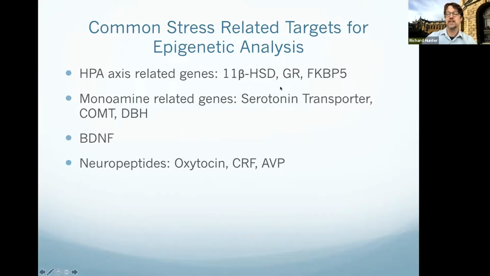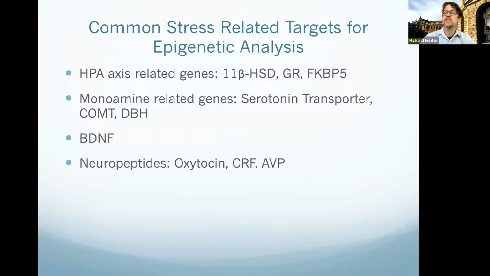So 11 beta HSD, glucocorticoid receptor, and FKBP5, which has been shown both genetically and epigenetically to be involved, and is one of the packaging chaperone proteins for glucocorticoid receptor that determines its sensitivity. Epigenetic or genetic changes in it determine risk of PTSD after trauma. Then the classical monoamine related genes like serotonin transporter, COMT, dopamine beta hydroxylase, and BDNF as the major neuroplasticity gene, or at least the one that's best studied at this point.